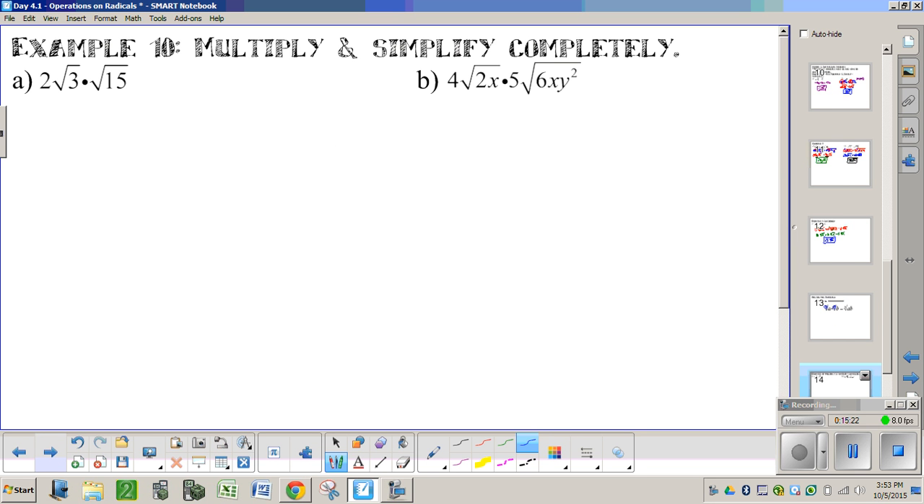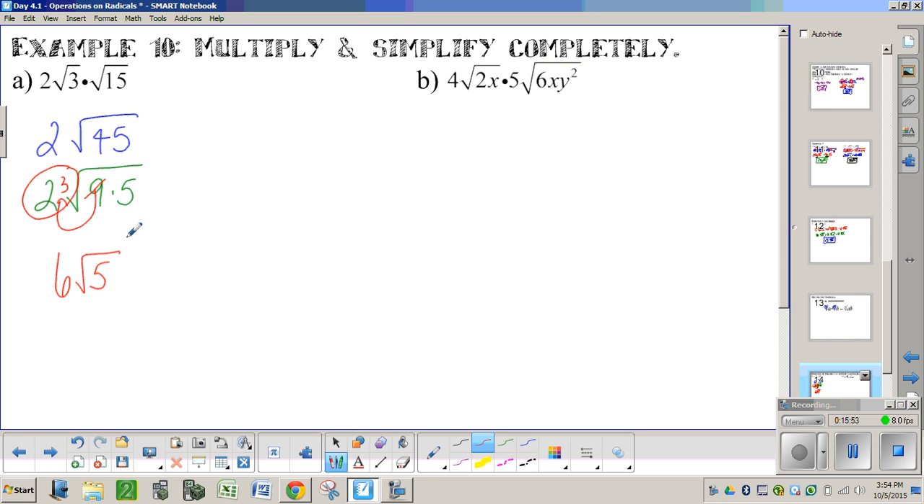So if I want to take 2 radical 3 and multiply it by the square root of 15, I'm going to multiply the coefficients of my radicals. So that would be the 2 and the 1. So that's going to be 2. And then I can just multiply 3 times 15. So that gives me 45. Now, before, I didn't have any perfect square factors to work with. But now I do, because now I can change 45 into 9 times 5. So 9 is going to come out as a 3. Don't forget to multiply those two together. So your final answer becomes 6 radical 5.